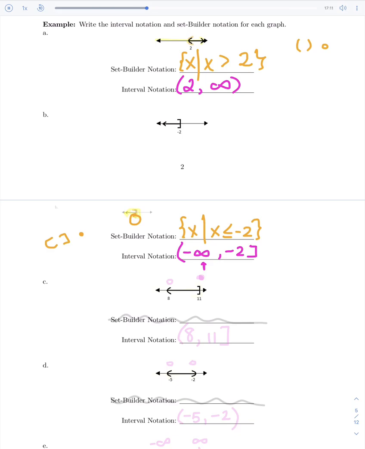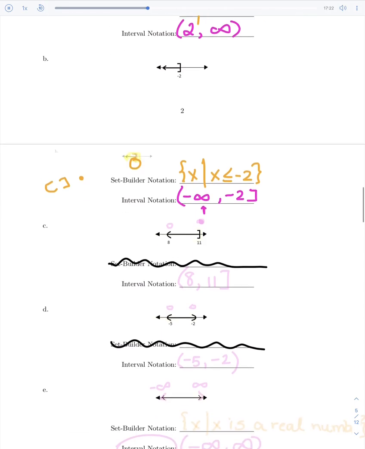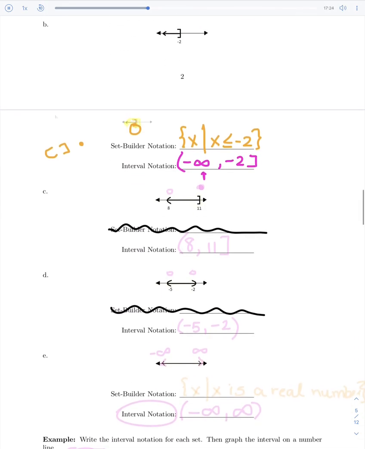On these next two, C and D, I wouldn't ask for the set builder notation, so let's cross that out. What I would ask for, though, is the interval notation, which means, again, reading your graph from left to right. So let's look at C first.